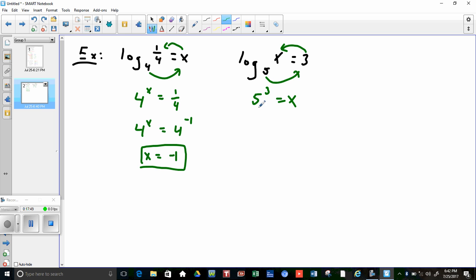All I have to do now to solve for x is simplify 5 to the 3rd. And this is one of those cubes that you either should know or you have your chart and you should be able to figure out, but that's 125. So x is 125. Okay, let's do a couple more.